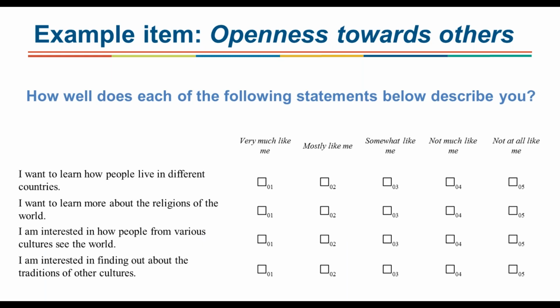Again, just as an example, this is one of the questionnaire items that will actually be included in the assessment. The questionnaire will use Likert type scales when we ask students to report on their attitudes, skills and knowledge. And these 4 questions you can see on the screen are those that will give us an indication about students' openness towards others.